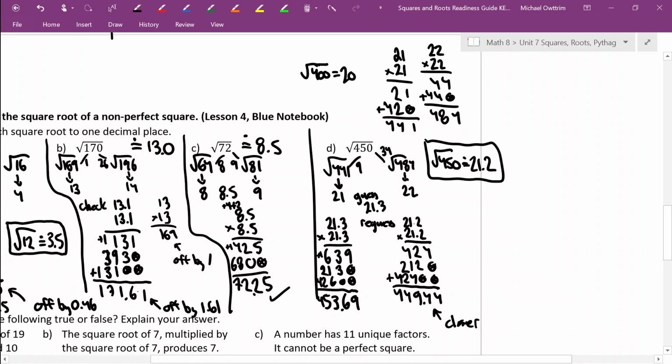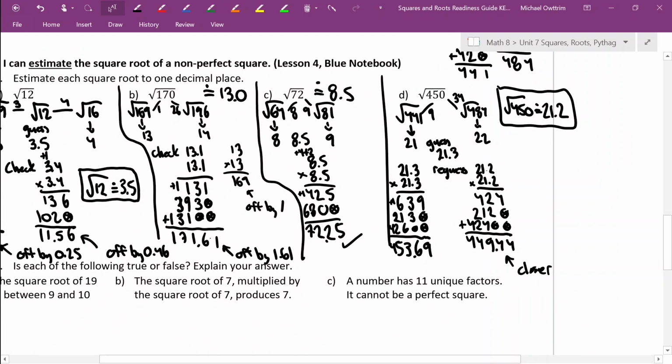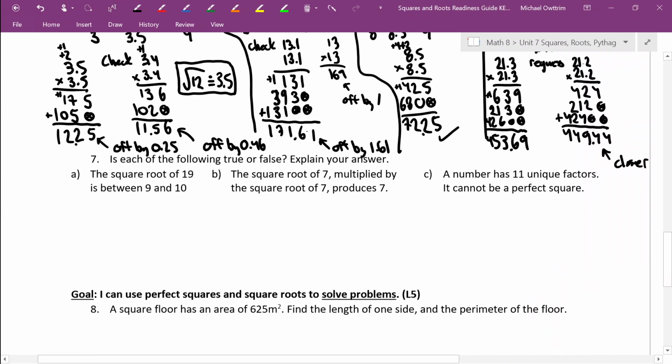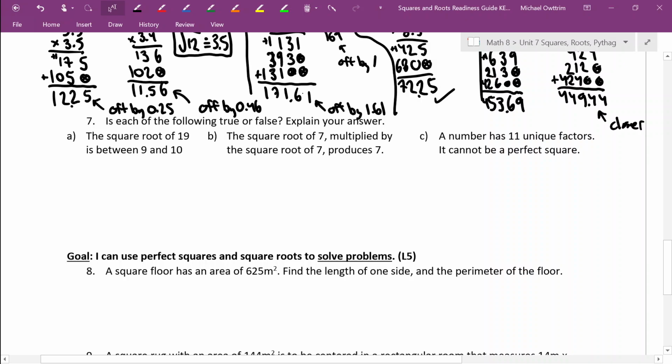And again, in all of these cases, if your first guess is too far off, adjust it. So if your guess gives you a multiplication that's too high, reduce your guess. If your guess gives you a multiplication that's too low, increase your guess. There you go. Okay. Is each of the following true or false? Explain your answer. Square root of 19 is between 9 and 10.